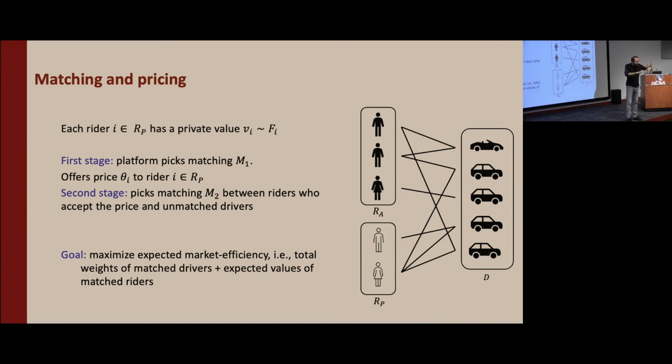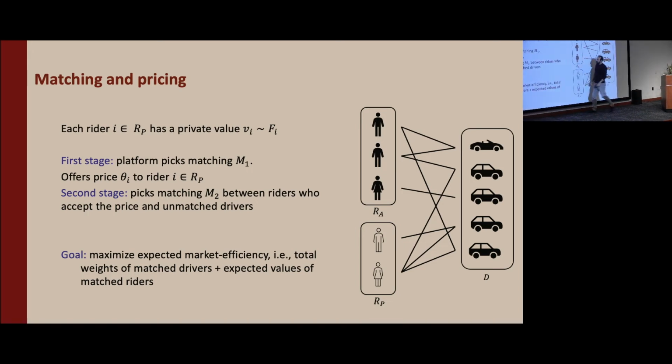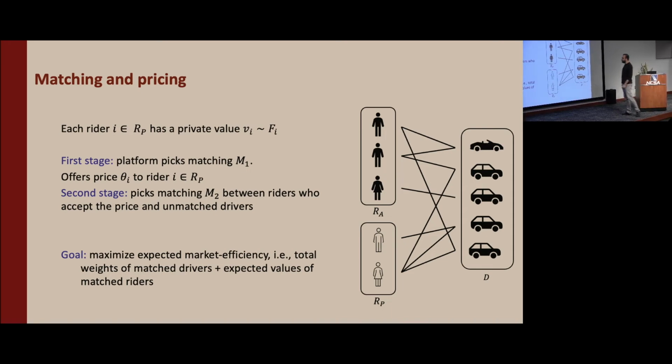So while you're matching this set of riders to drivers, you quote a price to the set of riders who are about to make a request, and by setting the right prices, you can get just the right number of riders to make a request. And now your goal could be maximizing the welfare of the riders plus drivers.